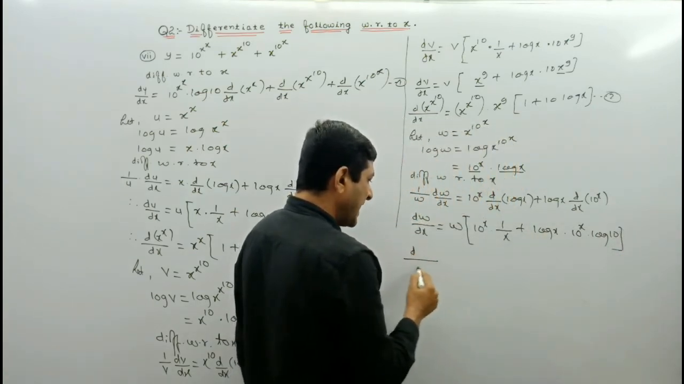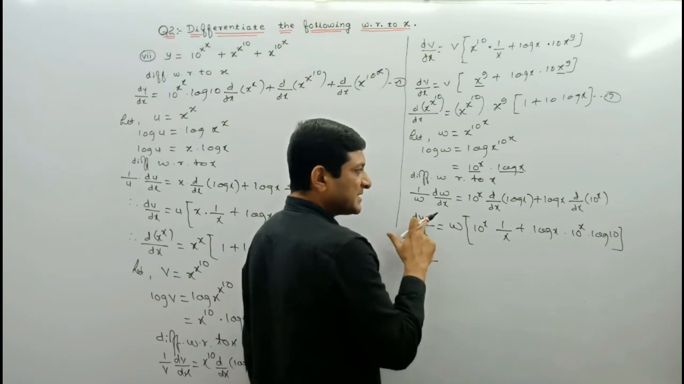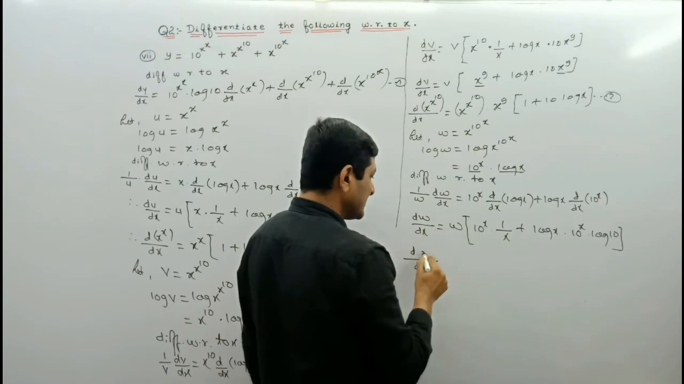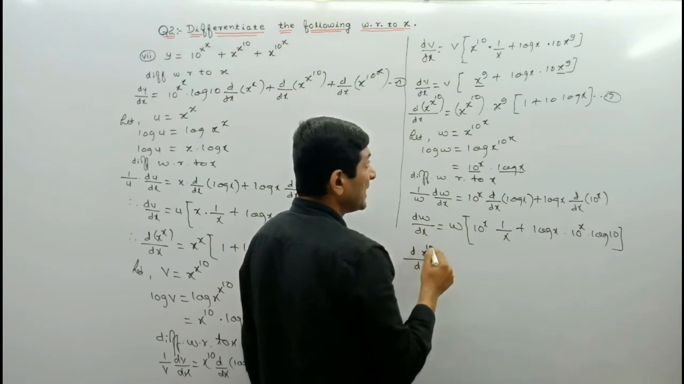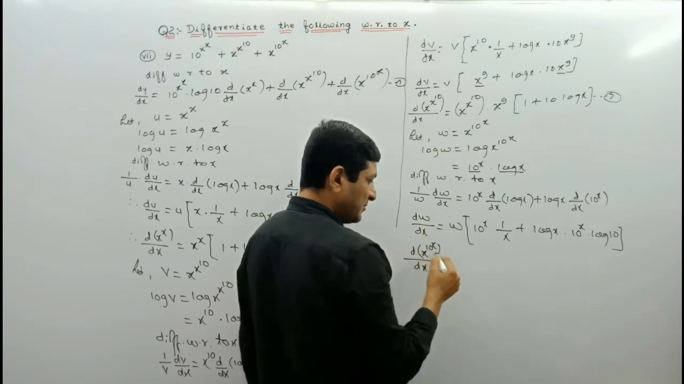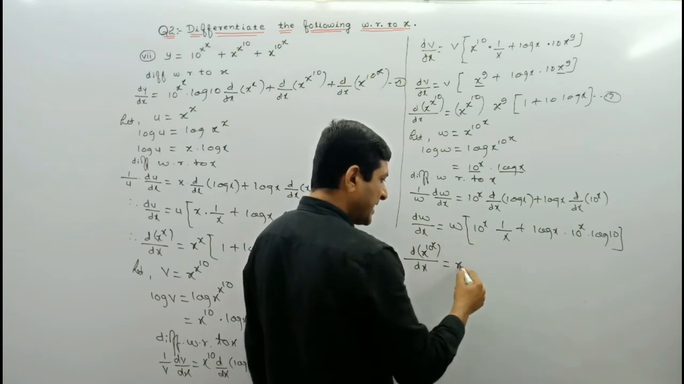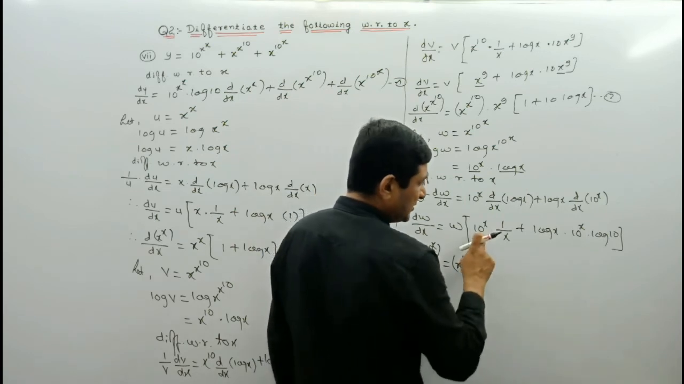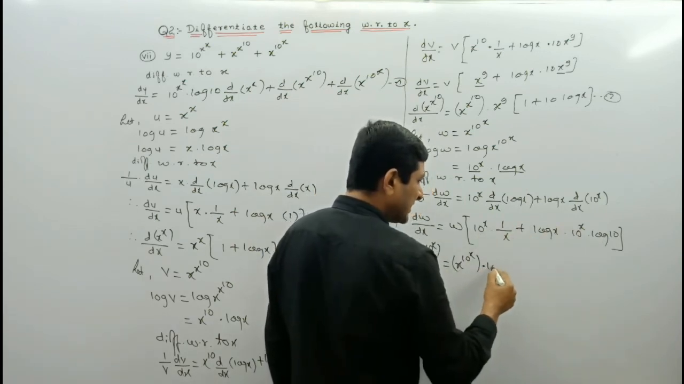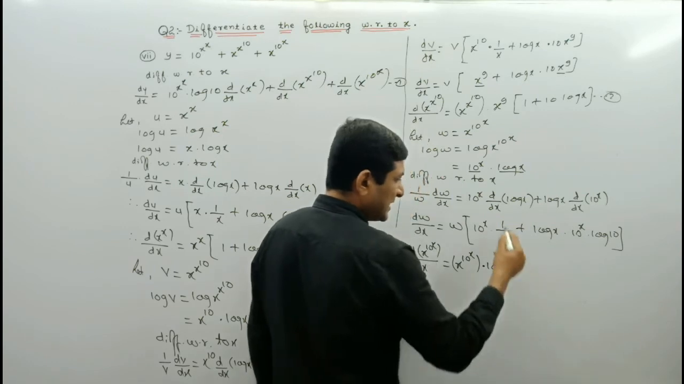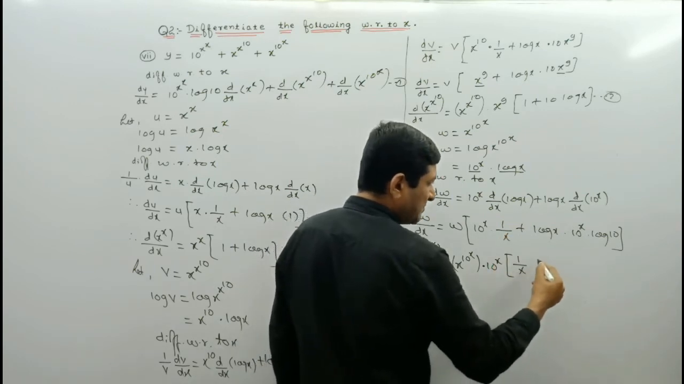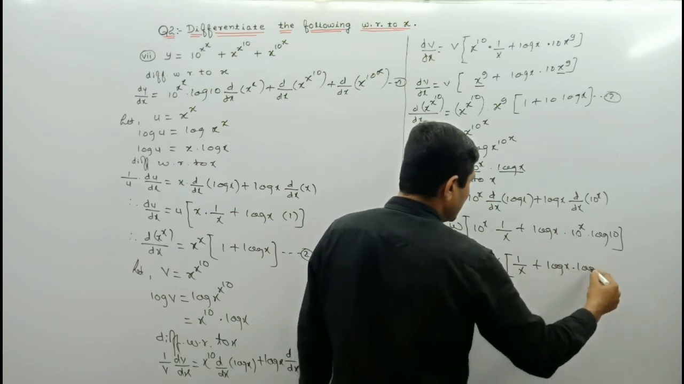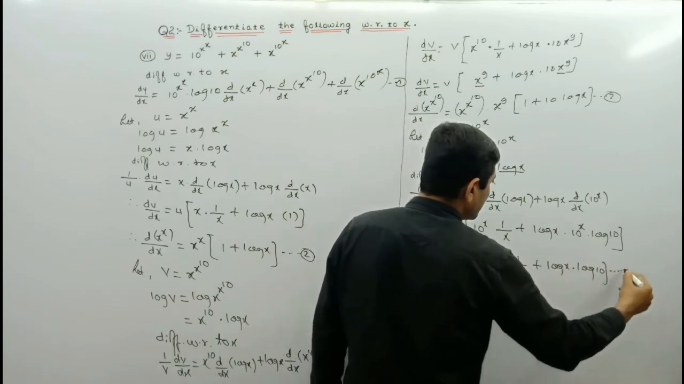So d by dx, keep it as it is, replace w by its value. What is the value of w here? W is nothing but x raised to power 10 raised to power x. In this way value of w we have substituted. Here also replace w by x raised to power 10 raised to power x, isn't it? And if you observe both the terms, from both the terms we are able to take 10 raised to power x common. If we take 10 raised to power x common, here the remaining term is 1 by x plus log x into log 10. So log x into log 10, which is nothing but differentiation of next term.